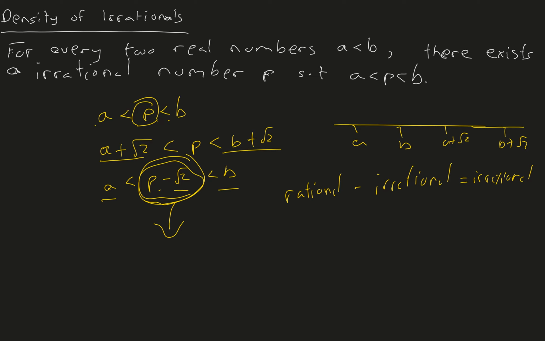We've just shown that between any two real numbers, there always exists a rational number and an irrational number.